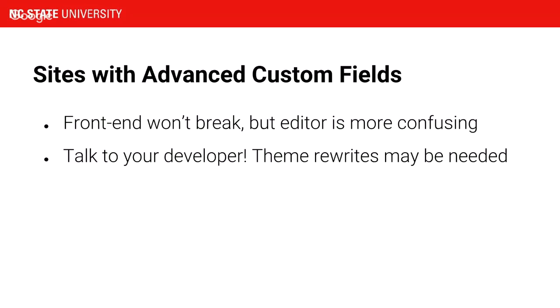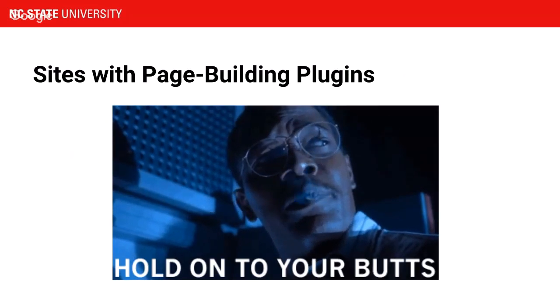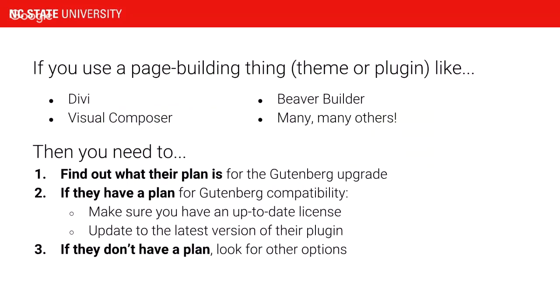Now, for page building plugins, hold on to your butts. It really depends on the plugin that you're using and what that developer is doing. If you're using a page building tool, whether that's in your theme or your plugin, like Divi, Visual Composer, Beaver Builder, or other ones, you need to find out what their plan is for Gutenberg. If they have a plan for Gutenberg compatibility, make sure you have an up-to-date license and update to the latest version of their plugin. And if they don't have a plan, look for other options, because if their answer is only just never install Gutenberg, it'll be fine, then you want to look for other site building plugins.